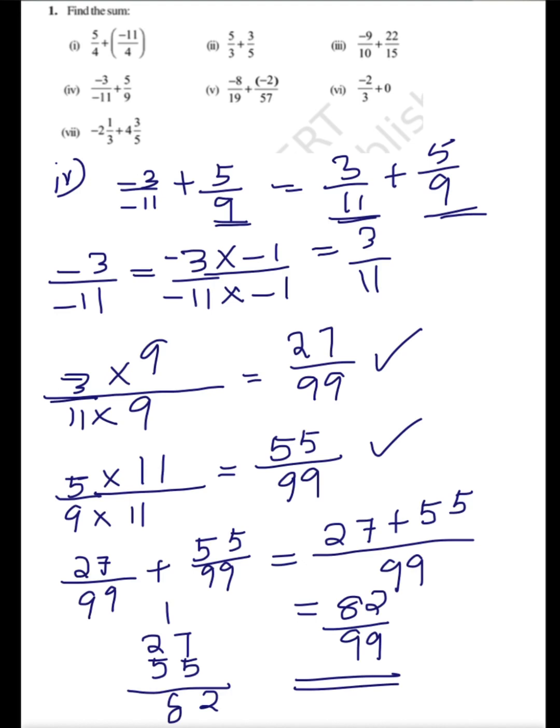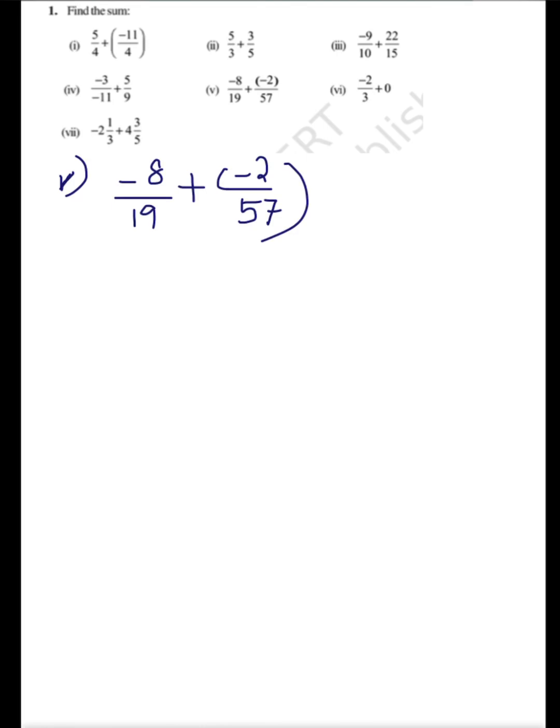Okay. Now let's see the fifth question. Minus 8 by 19 plus minus 2 by 57. So here also you can see that denominators are different, so you have to make them the same. For that, let's take the first number, which is minus 8 by 19, and multiply it with the denominator of the second, which is 57. Okay.